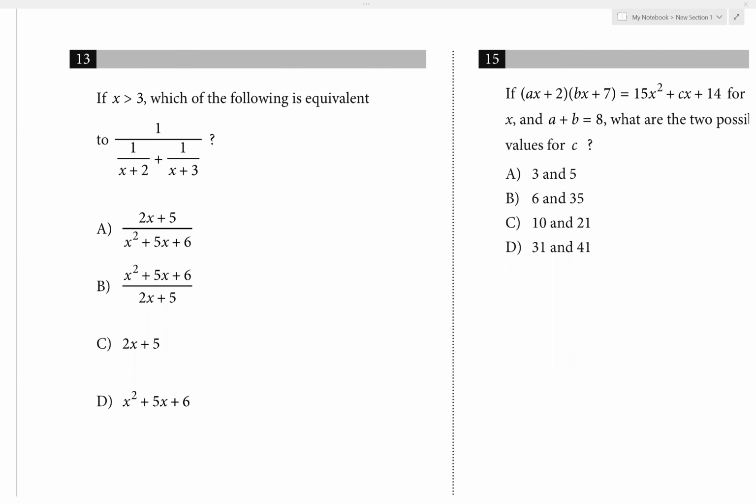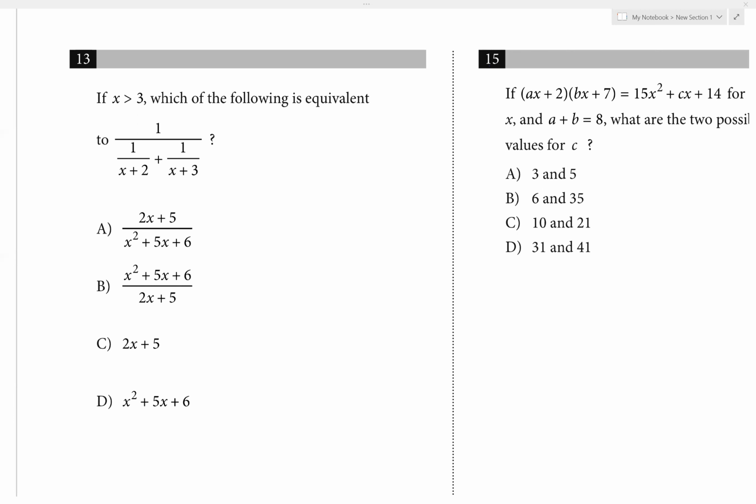Okay, number 13. If x is greater than 3, which of the following is equivalent to 1 over (1 over x plus 2 plus 1 over x plus 3)? All right. So this one, we're trying to simplify this expression, and it's like a complex fraction. We have a fraction inside another fraction, and we want to figure out which one is equivalent to that.